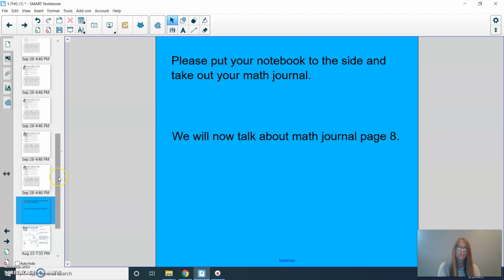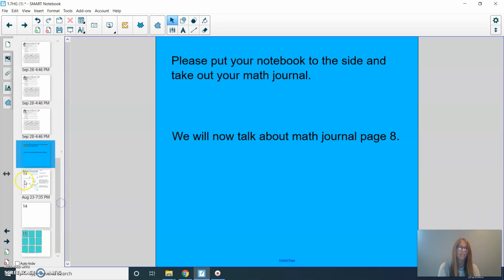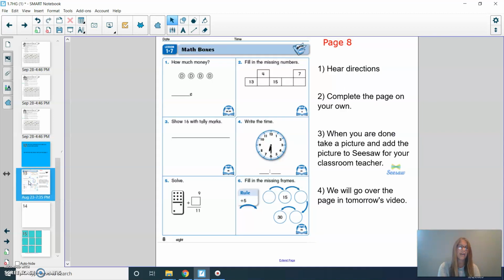All right, boys and girls, we will now talk about our math journal, page 8, looking at our math boxes. So if you can put your Math Master page to the side and look at page 8. I'm going to talk about this page first, and then I'm going to ask that you complete the page on your own. Once you're all done, I'll have you take a picture and add your picture to Seesaw for your classroom teacher, and we will go over this page in our next video.